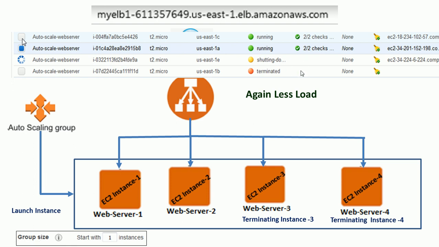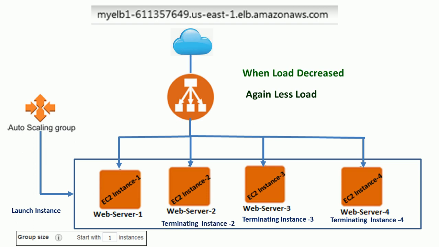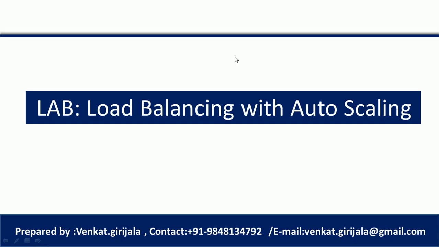So by using the auto scaling group, whenever the load is more, depending upon the load, we can scale up or scale down the instances. So we are able to reduce the cost also. By using auto scaling, and with the help of load balancing, we can distribute the load between all the instances. So we can go for the lab, how we can do load balancing with auto scaling.